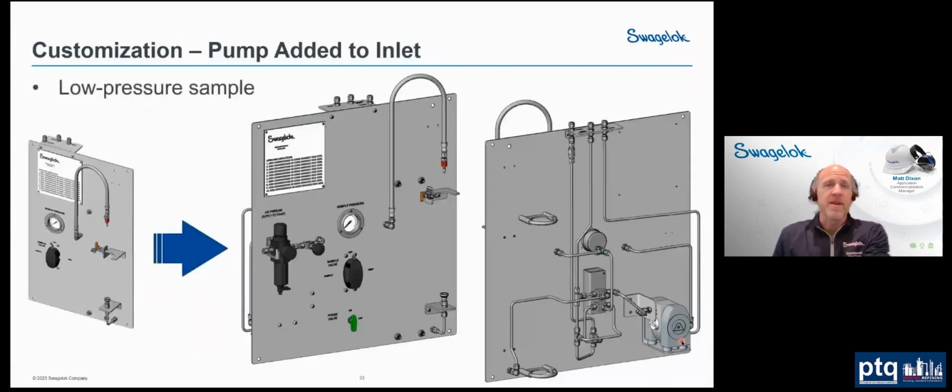Of course, we can customize these panels. So, for example, if you have a low pressure sample, we could add a pump. Maybe in this case, it was a pneumatically driven pump because it was a hazardous area, and we didn't want to have to worry about electricity and class one, div two, and all the fun and expensive stuff that goes along with that. So we had a little pneumatic pump here that we put on the inlet, and that enabled us to draw the liquid sample in, pump it up, and then pump it through the sample cylinder. So this is a real nice way to customize this panel.